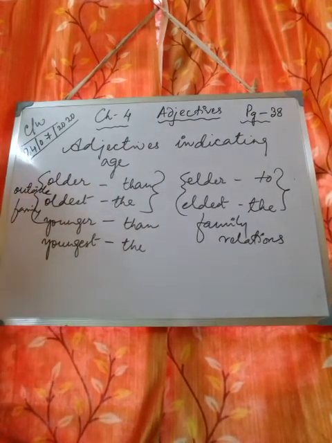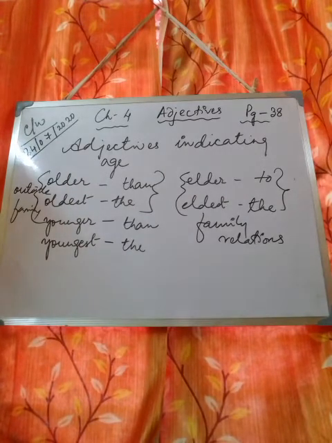For example, Sam is the older of the two boys. Okay, Sam is older than the rest of the boys of the class, or Sam is the oldest of all the boys in the class. Here there is no family relation that we are indicating, therefore older and oldest can be used.